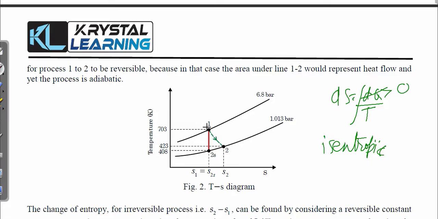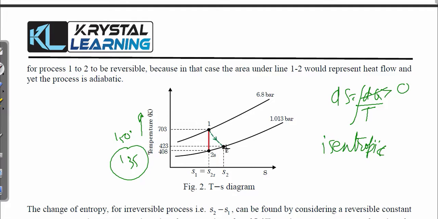Isentropic. So we have seen that if we went through the reversible path, then we will reach the 2s point, and that final temperature is 408 K (135 °C). But we know that for the actual path, the temperature was given as 423 K, that is 150 degrees centigrade. The temperature is rising in this direction, so the final point 2 will be here.